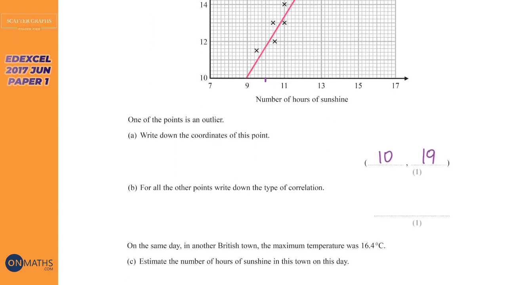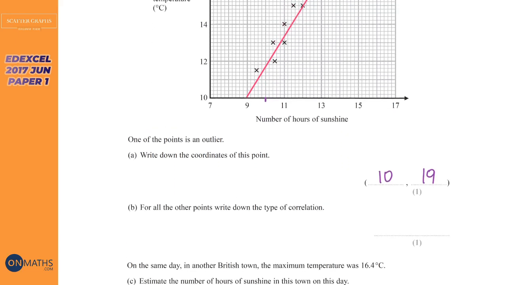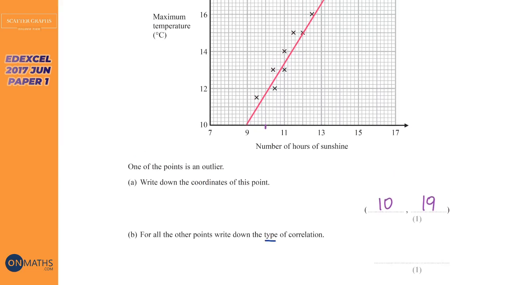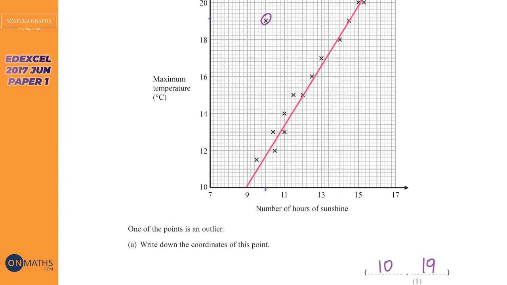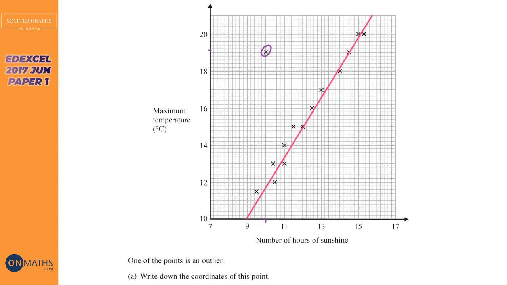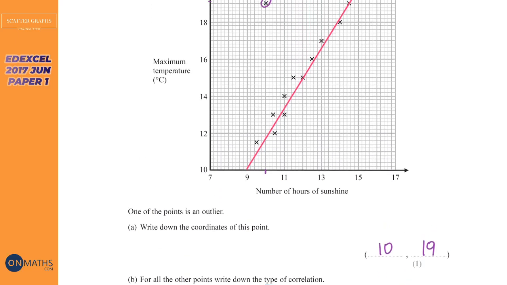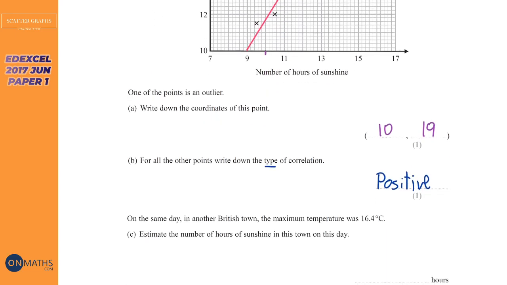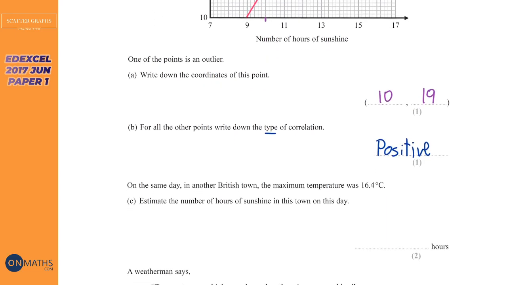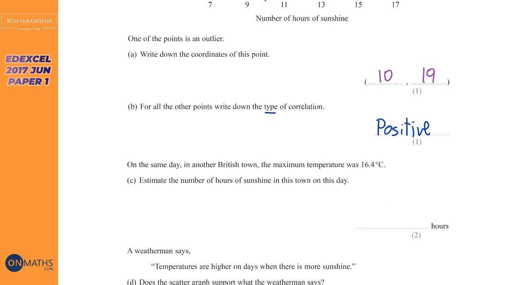Next question says, for all the other points, write down the type of correlation. Now the word type means it's going to be either positive, negative, or no correlation. The line of best fit is going up, going from left to right, it's going up. So we say that that is positive. Be careful when it says describe the correlation. What it means is as the number of hours of sunshine increases, the maximum temperature increases. That's what it would need as an answer. When it just says write down the type, it's either positive, negative, or no correlation.